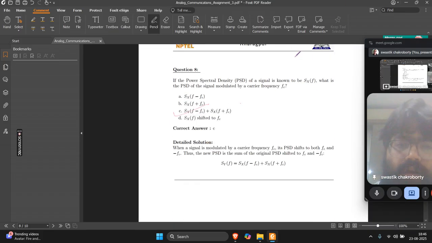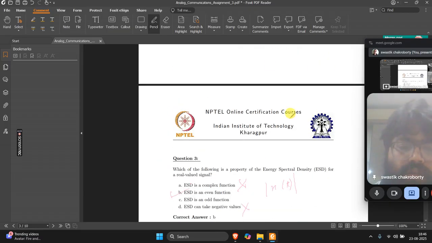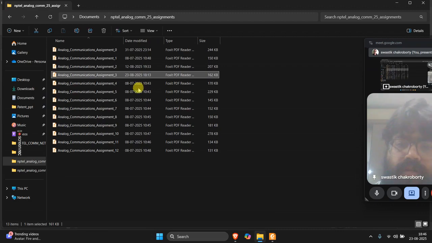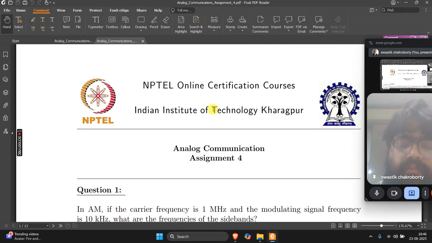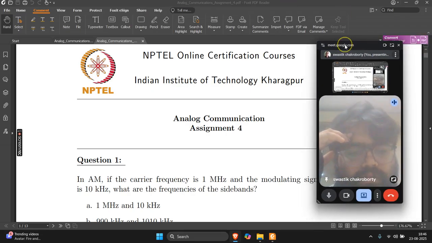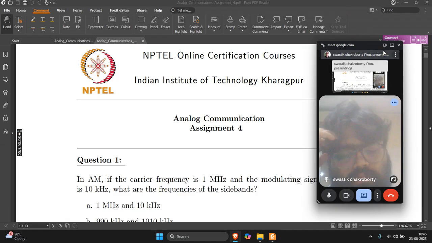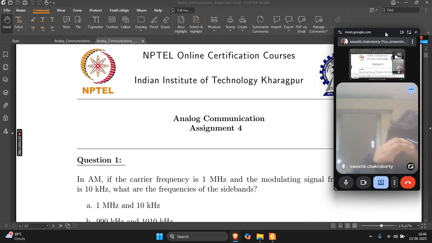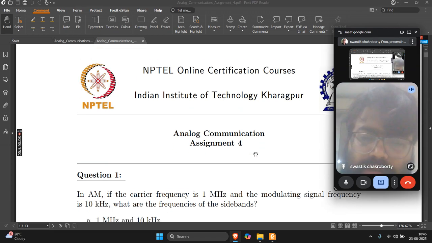This concludes our first part, auto correlation and PSD. Next we will be focusing on another part, which is amplitude modulation. I hope amplitude modulation has also been done in class. In amplitude modulation, the carrier frequency is 1 megahertz and the modulating signal, that is the message signal, is 10 megahertz.